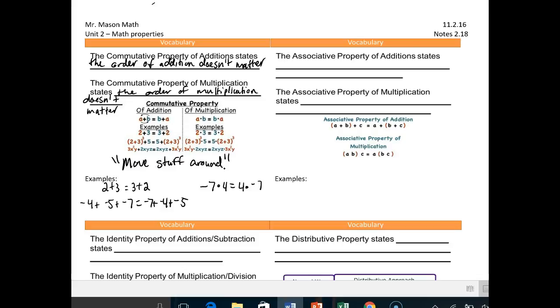The associative property of addition states you can add regardless of how numbers are grouped, and we have the same thing for multiplication, so you can multiply regardless of how numbers are grouped.